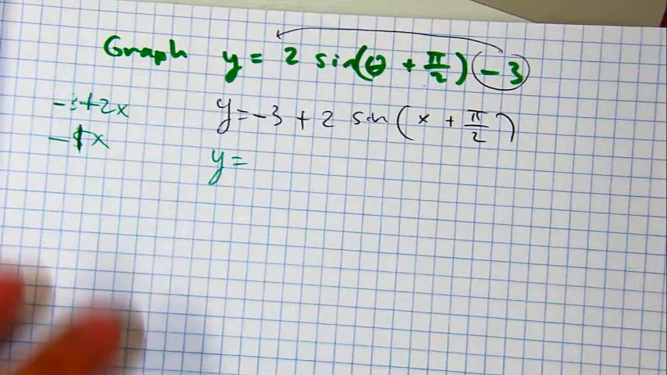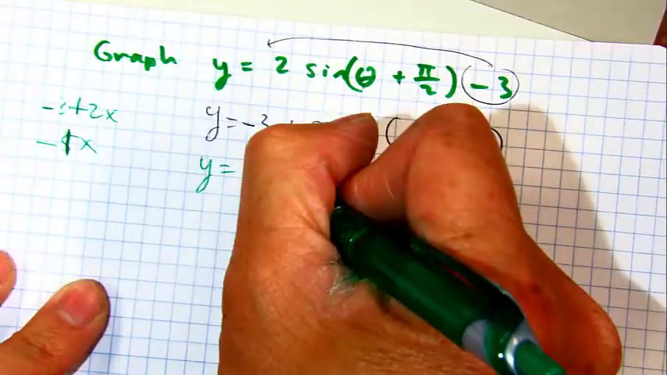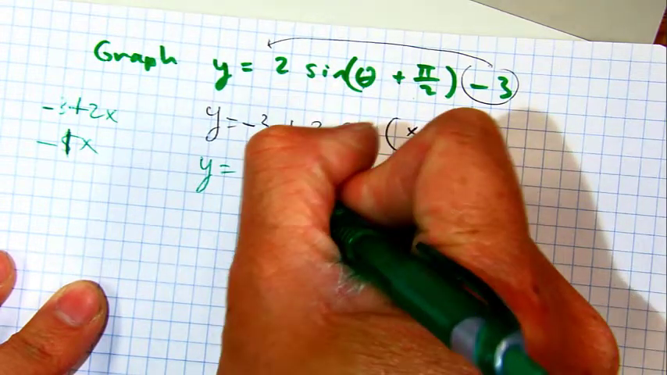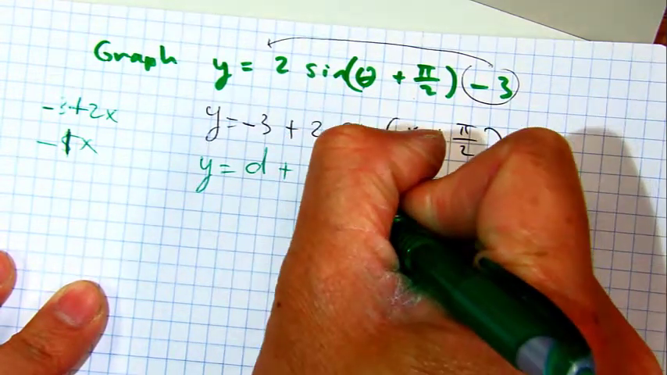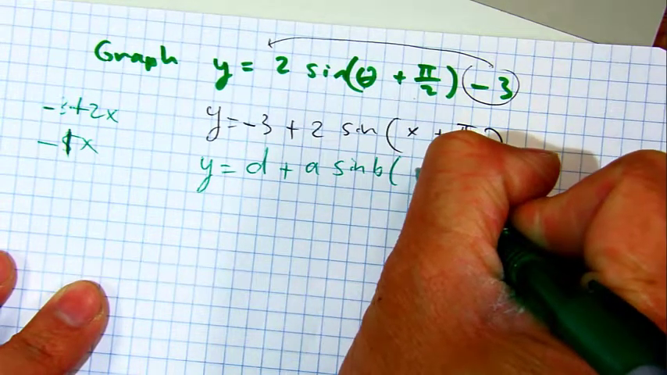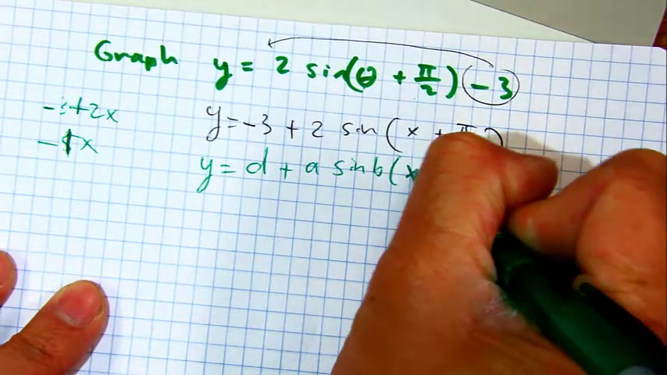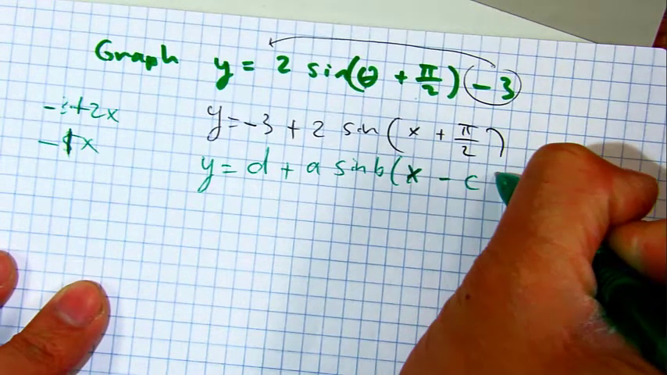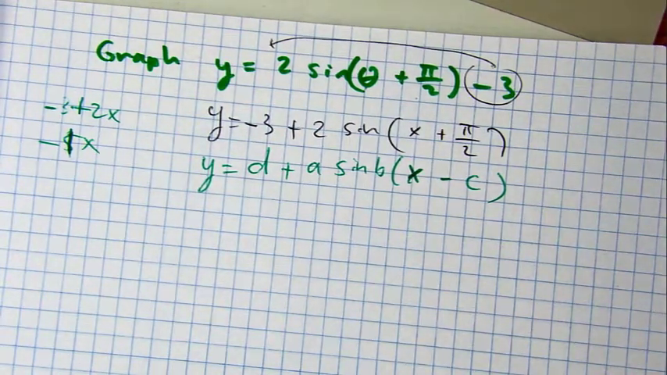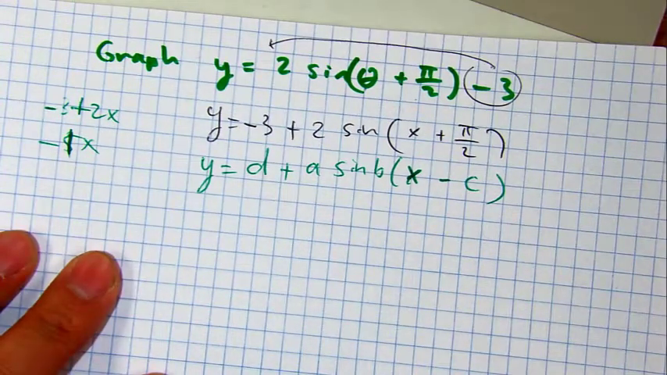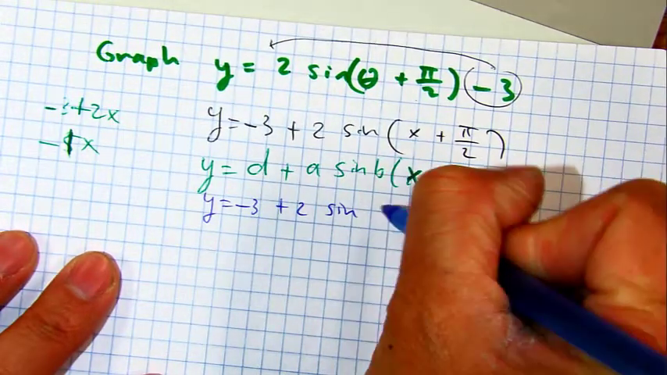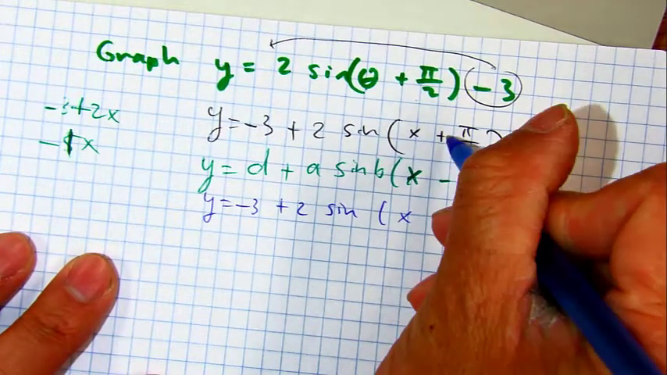Cynthia, tell us about letters. D plus X minus C. So if I change this to be a minus sign, I would have Y equals negative 3 plus 2 sine X minus pi over 2.